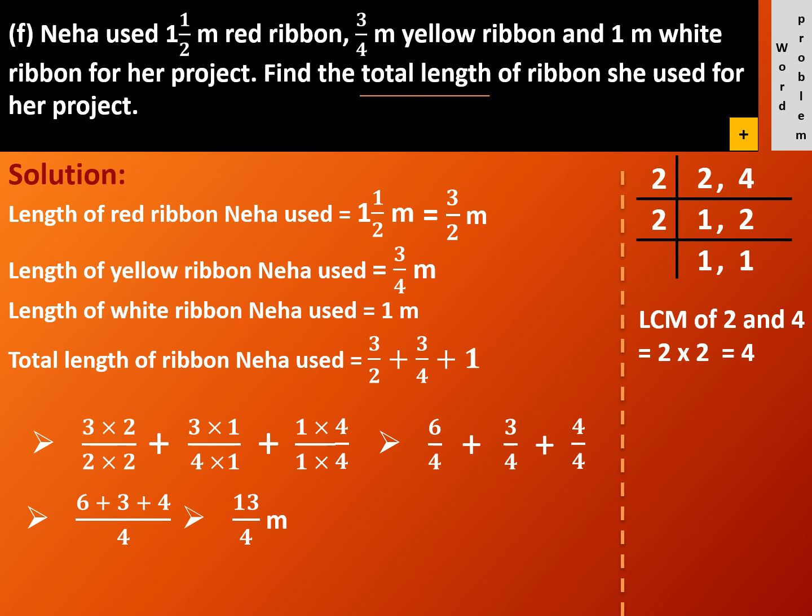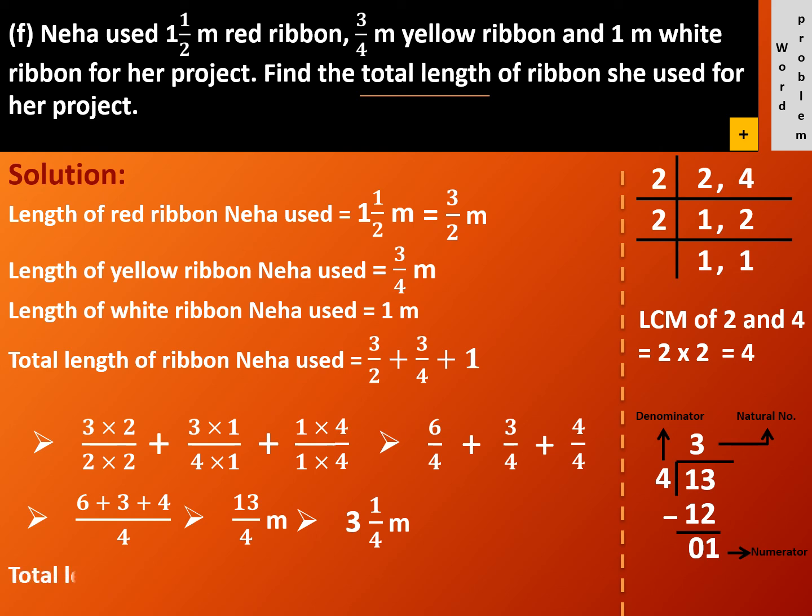See, it is an improper fraction. So first we convert it into a mixed number. Everyone knows how we will convert an improper fraction into a mixed number. So the answer is 3 1 upon 4 meter. And the last statement is: total length of ribbon used by Neha is 3 1 upon 4 meters.